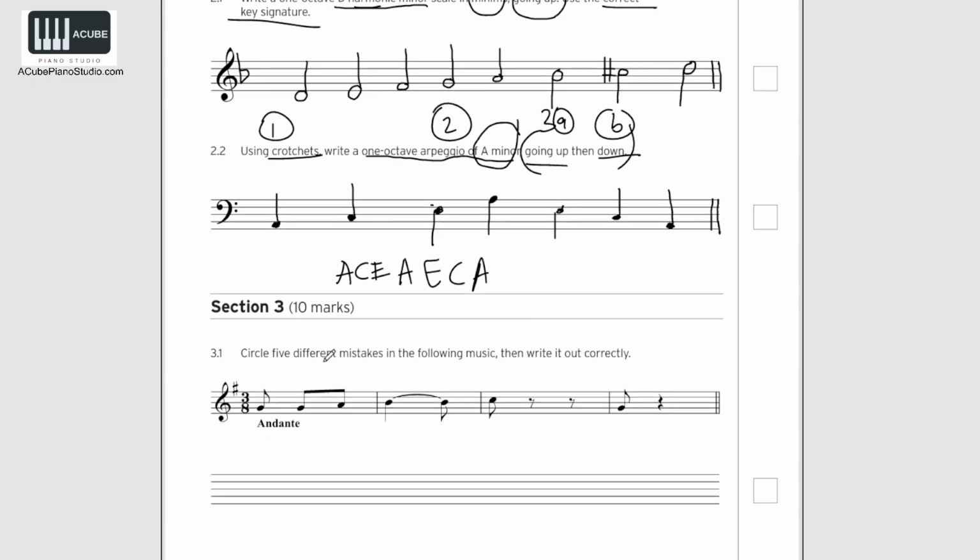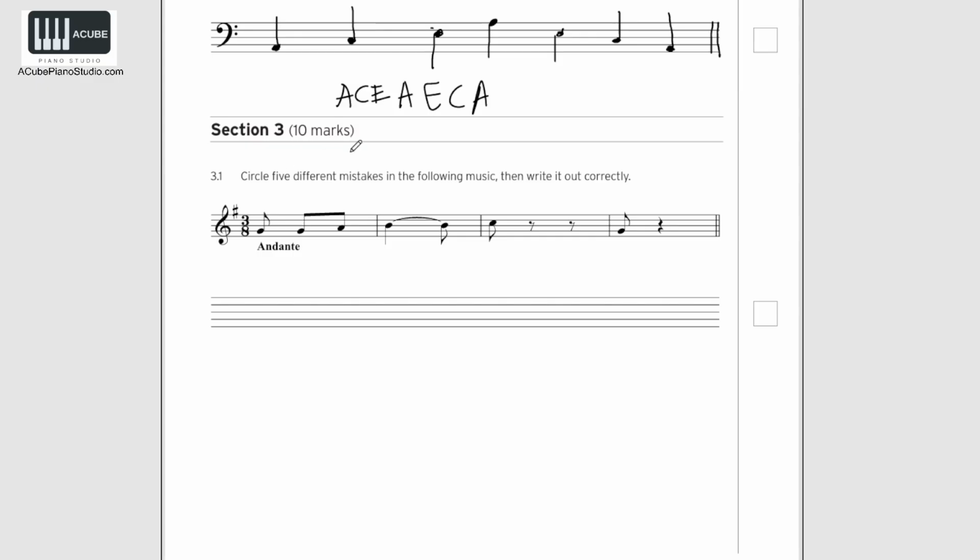Now let's move on to section 3. You're asked to circle 5 different mistakes in the music, then write them out correctly. So let's take a look at this. We'll start off by looking at this. The treble clef looks correct. Usually what I'll do is go from left to right, top to bottom. So the treble clef is correct.